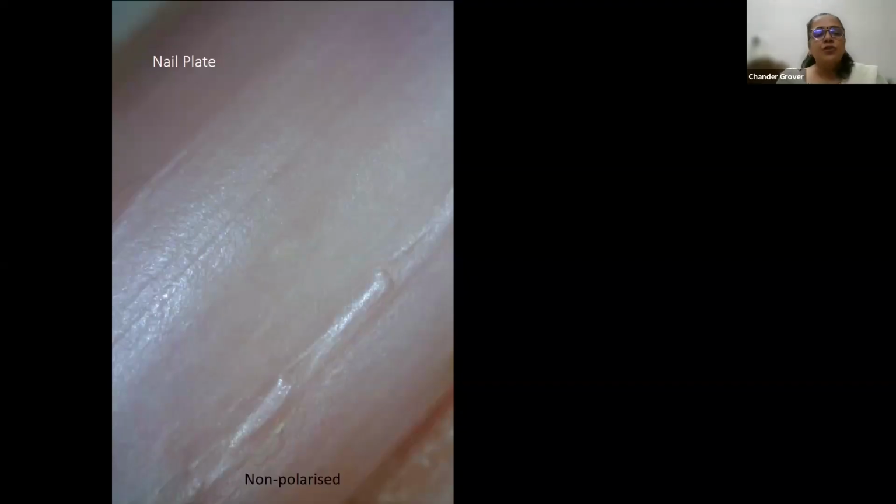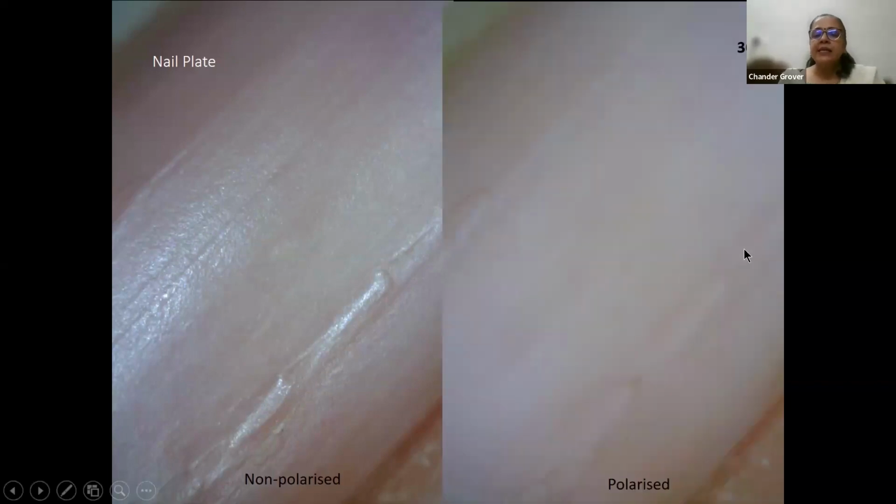This is how you see a nail plate under non-polarized view. This is the sausage bead appearance, which I was trying to explain to you on clinical examination. I don't know how much you could see, but here it is very clearly visible. As soon as I move to the polarized view, you can see the plate goes out of view and the bed starts to become visible. This is the same focus, only the mode of the dermatoscope has been changed from non-polarized to polarized. So this is how you see the nail plate.